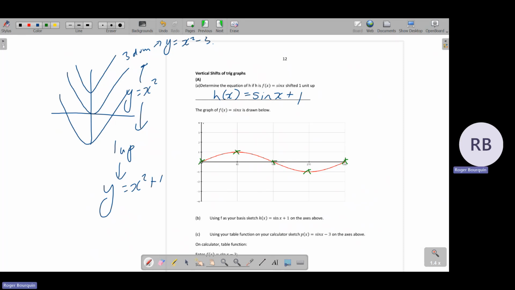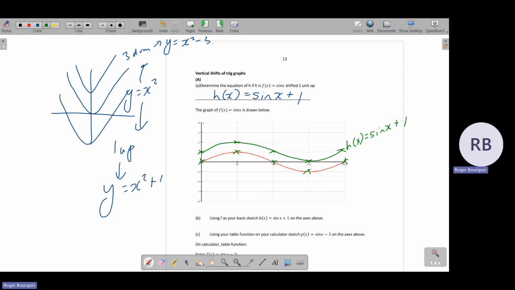So if I move it 1 up, there, up. And there's the graph of h of x is equal to sine x plus 1.